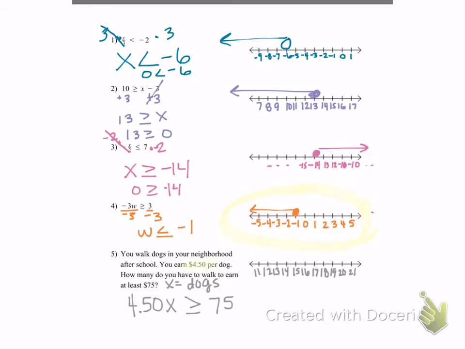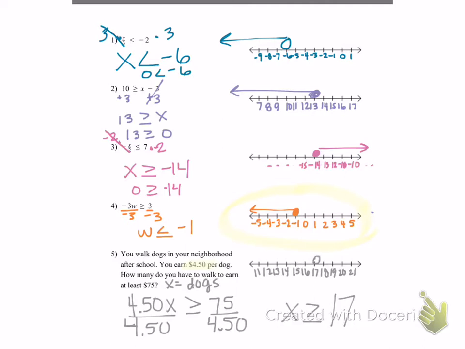Okay, next thing we've got to do is solve it. We already did the setup. Let's solve. We've got 4.50 times x, so we have to divide on both sides by 4.50. So we have x left over. We've got our greater than or equal to sign. And then we know that 75 divided by 4.5 gets us about 16.6667, whatever. So let's round that up, because you can't have 0.6 of a dog. So let's say you've got to walk 17 dogs, at least 17 dogs.